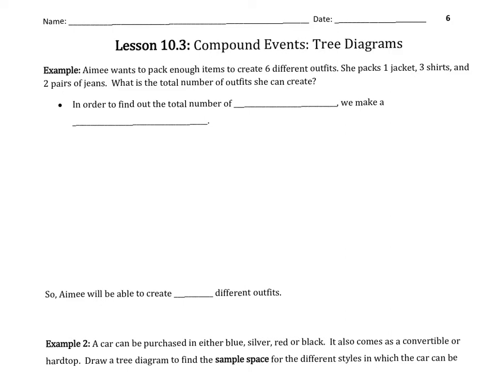So let's start. It says Amy wants to pack enough items to create 6 different outfits. So we kind of know that she wants to create 6 different outfits. She packs 1 jacket, 3 shirts, and 2 pairs of jeans. What is the total number of outfits she can create? So in order to find out the total number of outcomes or possibilities, we make a tree diagram.